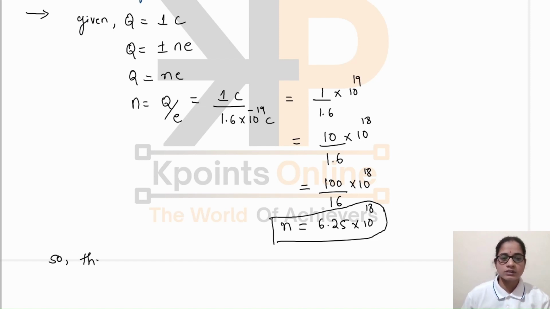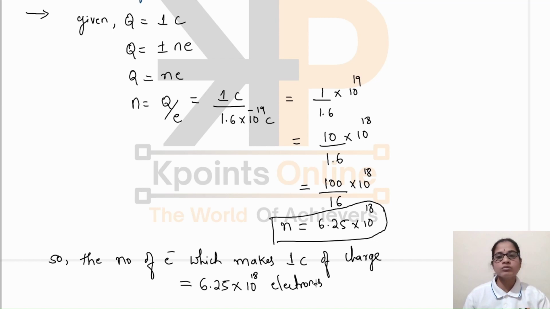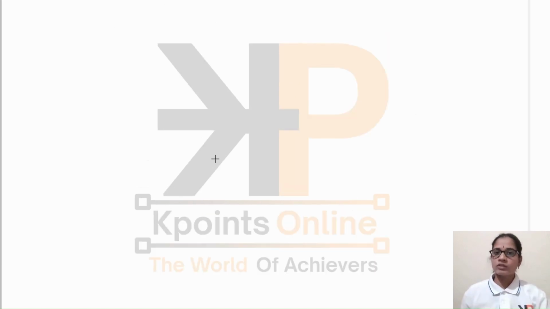So the number of electrons which makes 1 coulomb of charge is equal to 6.25 into 10 raised to 18 electrons. So if anybody asks you what are the number of electrons which are contained in 1 coulomb of charge, then you have to say that 6.25 into 10 raised to 18 electrons. Let's solve one more question here.